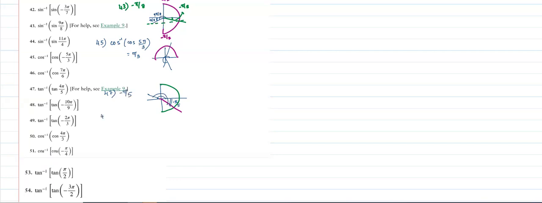49. Tan inverse of tan of negative 2 pi over 3. So negative 2 pi over 3 is here in the third quadrant. Their tangent is positive. So this is negative 2 pi over 3. If I want to get an equivalent angle, I need to go to the first quadrant because again, tangent is positive there. And this angle will be pi over 3.